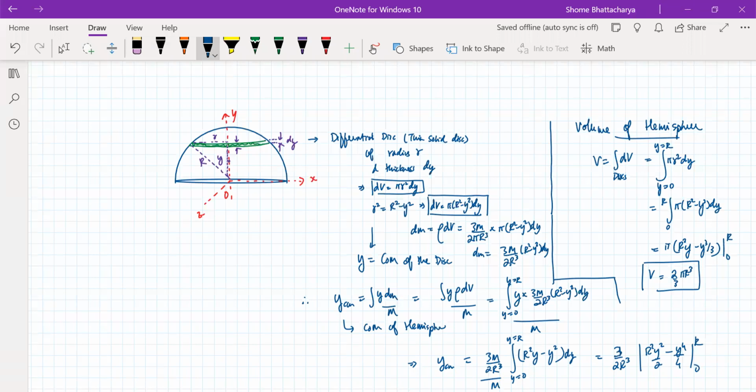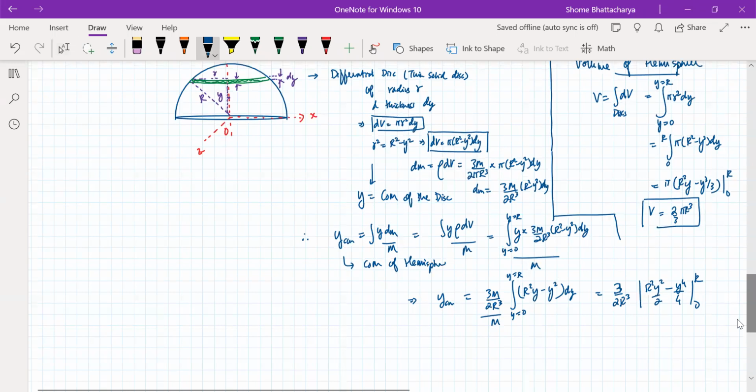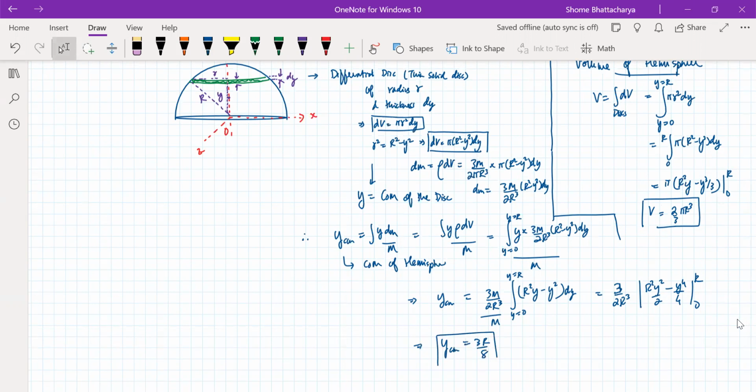Okay, and final step, just substitute these limits and work this out. So it is at a distance of 3r by 8 from the base of the hemisphere. So that is the final conclusion for this.